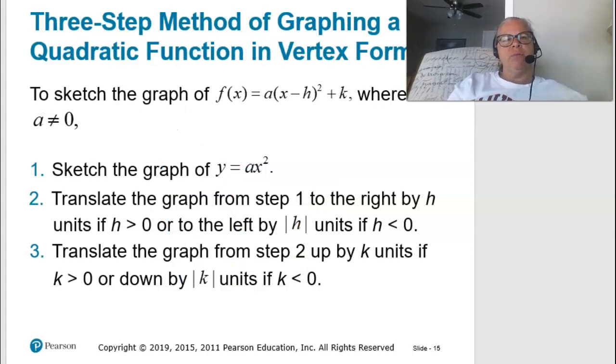So if we want to sketch a graph of y equals ax squared, then we translate or move that graph that we just made to the right if h is greater than 0 and to the left if h is less than 0. You translate the graph from step 2 up or down based on k. So if you look at this formula here, a times the quantity x minus h squared plus k, each of those pieces, a, h, and k, tell you what to do with the original graph.